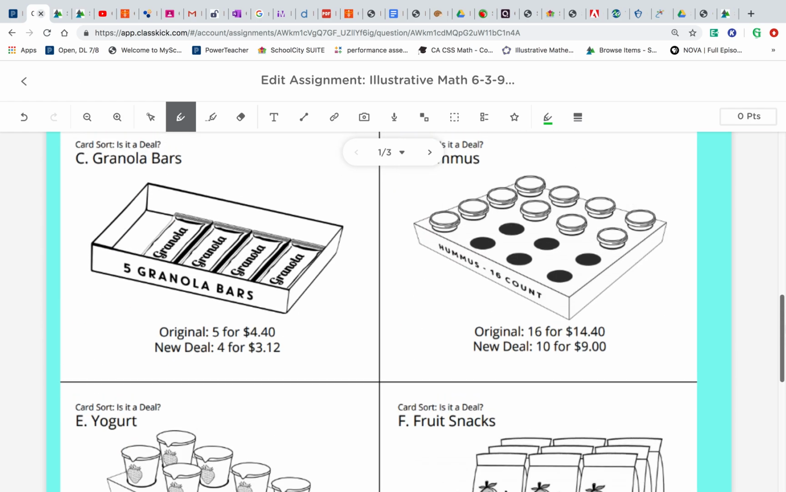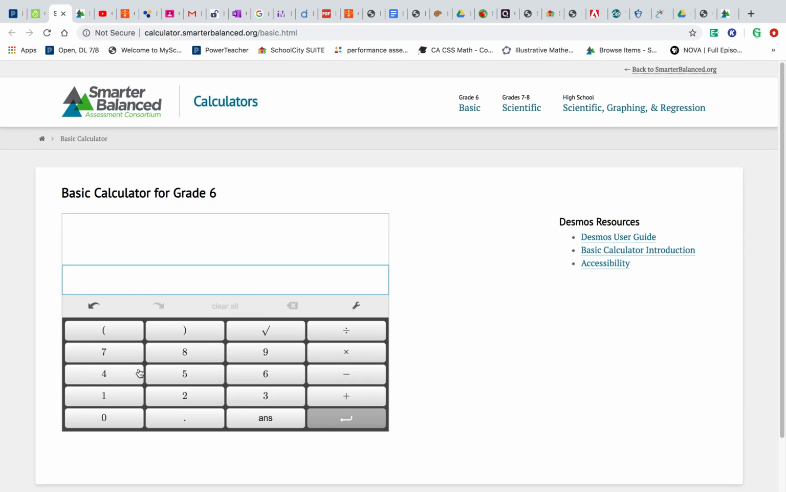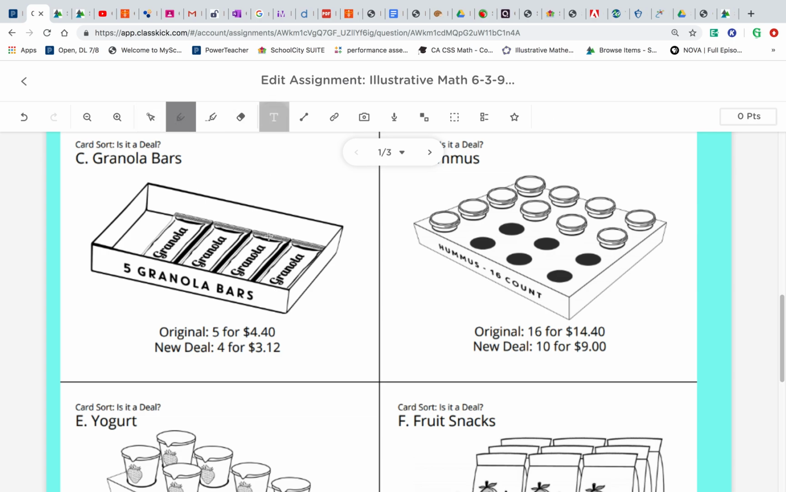All right, let's look at C, granola bars. Again, we're just finding the unit rate for each of these here. So for original, it was 5 for $4.40. So we take the cost, that's the $4.40, and we divide that by 5, and we get 88 cents for 1. So we'll note that here. It's going to be 88 cents for 1.